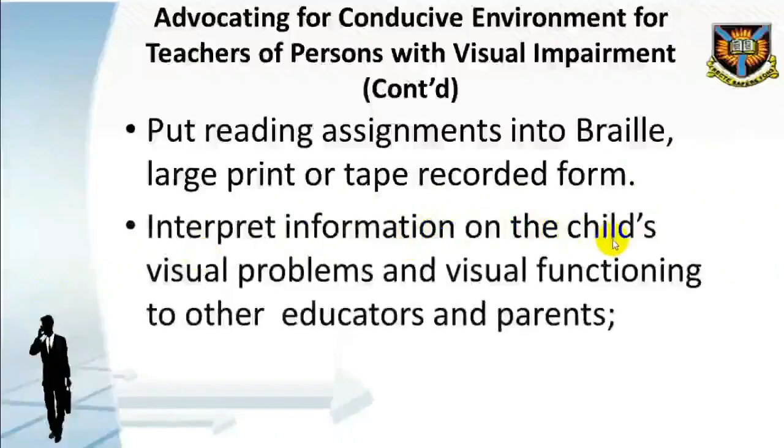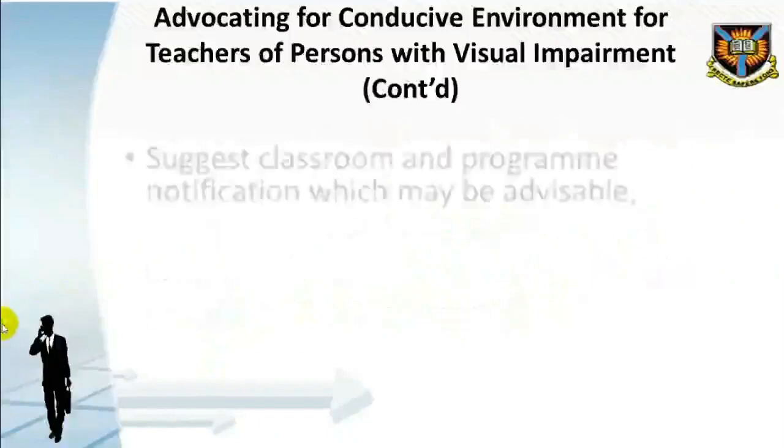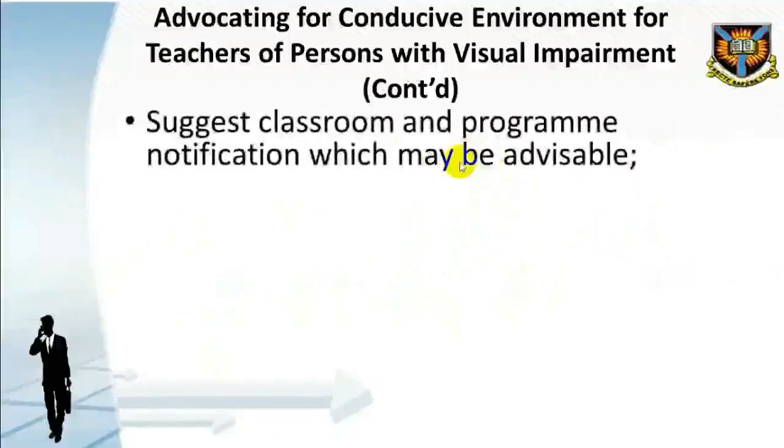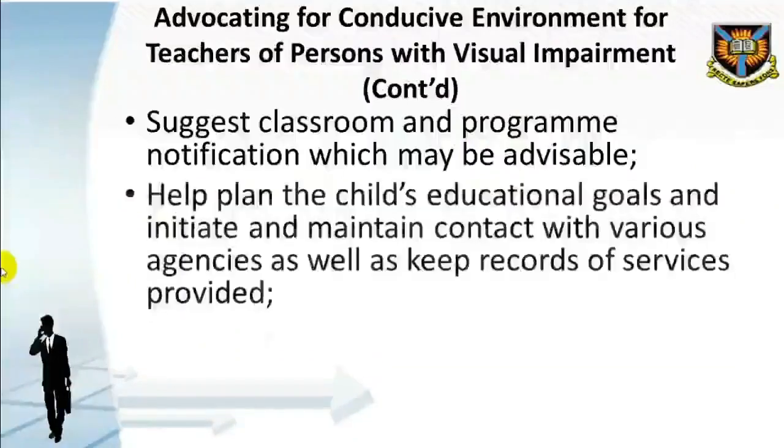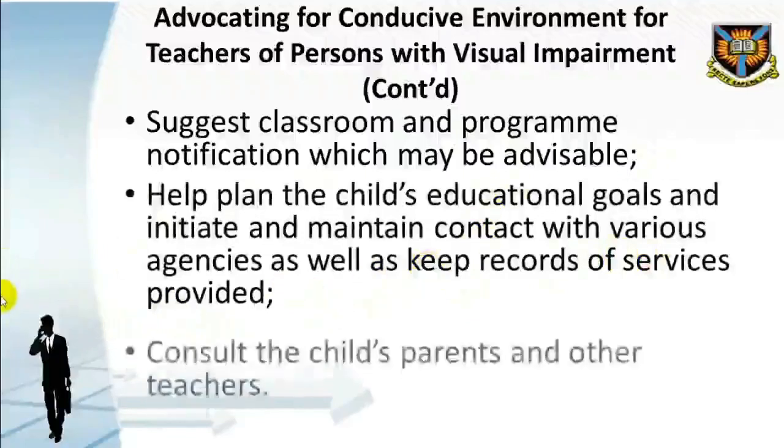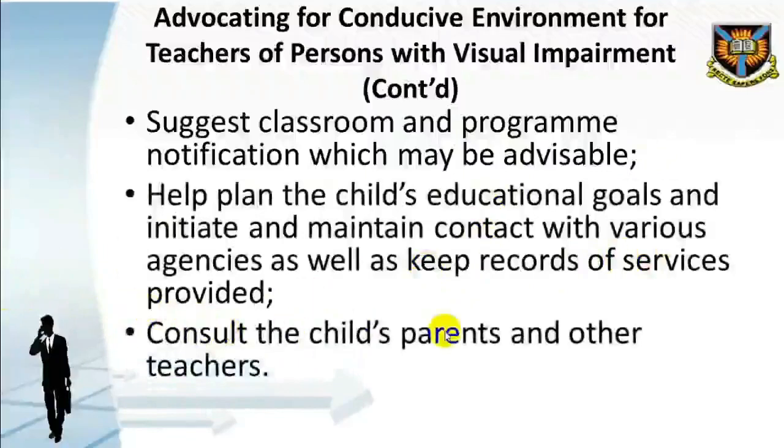4. Interpret information on the child's visual problems and visual functioning to other educators and parents. 5. Suggest classroom and program modifications which may be advisable. 6. Help plan the child's educational goals, initiate and maintain contact with various agencies, as well as keep records of services provided. And 7. Consult the child's parents and other teachers.